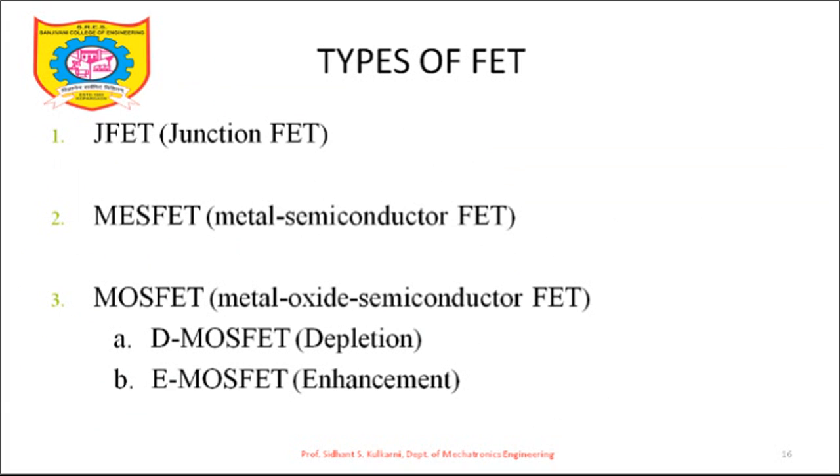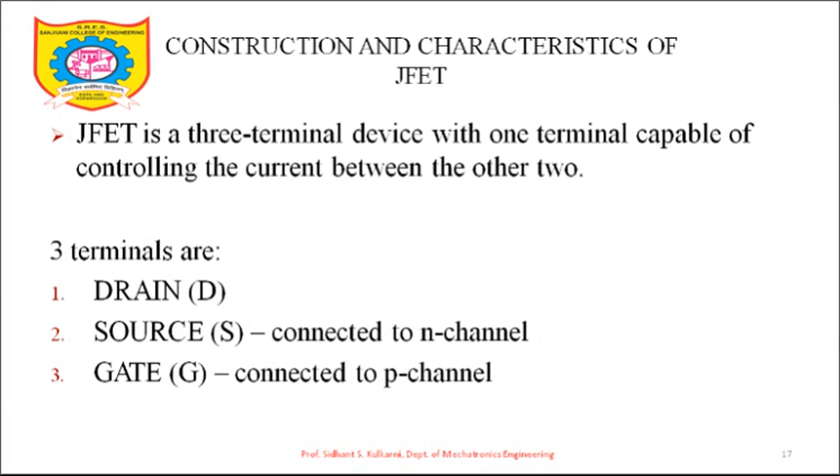So today in this lecture we will talk more about FET: the construction and characteristics of JFET, what the terminals are, and how the biasing of this JFET is made. To understand the JFET concept, a very important point first: JFET is a three terminal device, and one terminal is capable of controlling the current flowing between the other two. That terminal is nothing but the gate. As we discussed in the previous lecture, gate is the controlling terminal in the JFET.